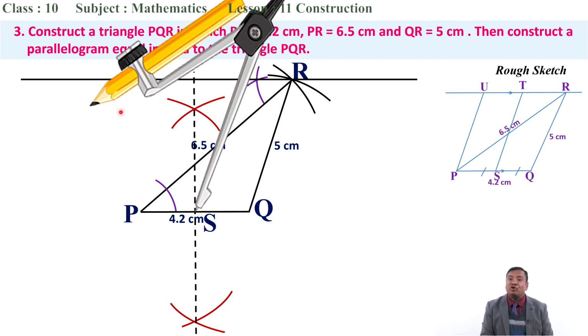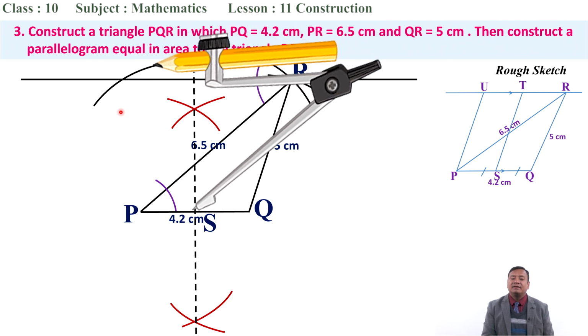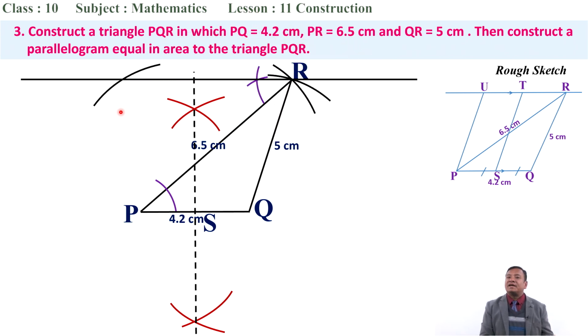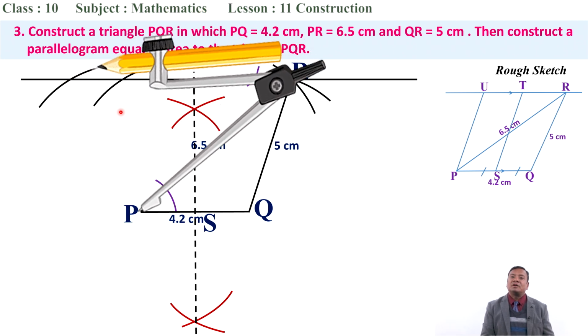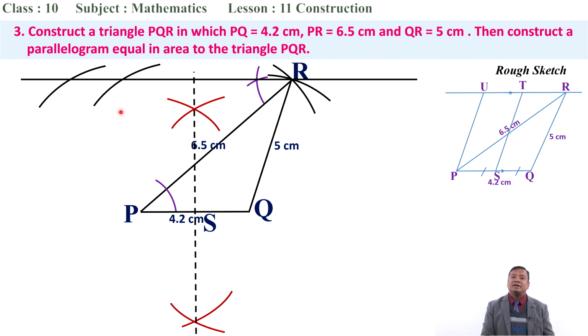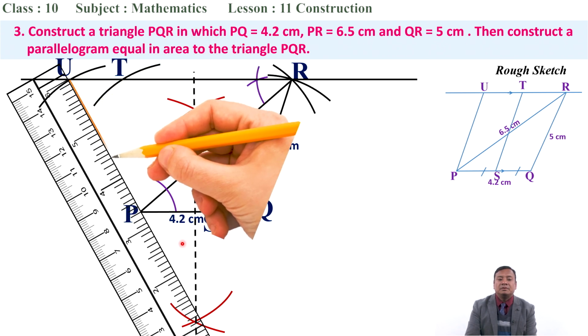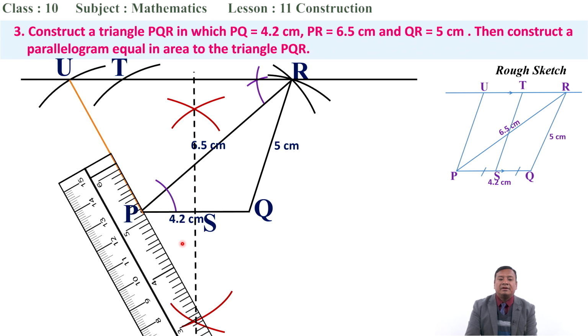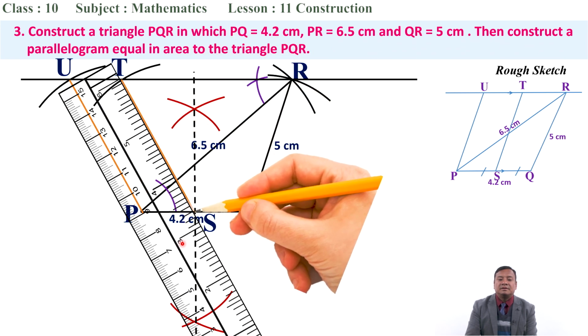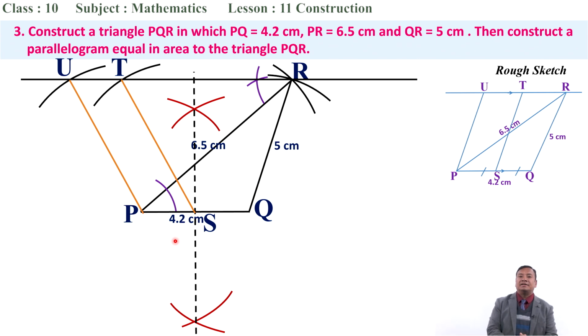From the point S we cut like this, right? And we know that opposite sides of a parallelogram are equal. So from the point P also we have to cut by the same radius, right? Because opposite sides must be equal in parallelograms. Now you can write the names U, T like this, according to this rough sketch. And then join this PU, and the next is TS. Then you will get this type of figure.